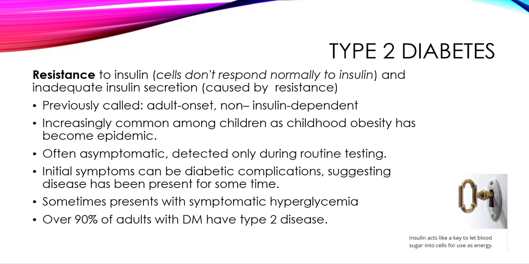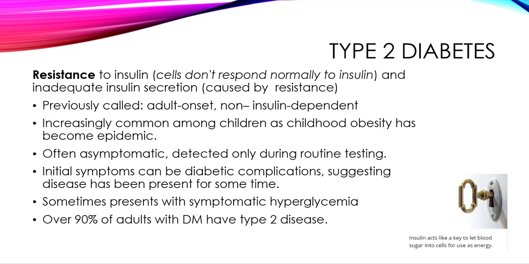Type 2 diabetes used to be called adult onset, but because it has become increasingly common among children, because of childhood obesity becoming an epidemic, it is now simply referred to as type 2 diabetes.